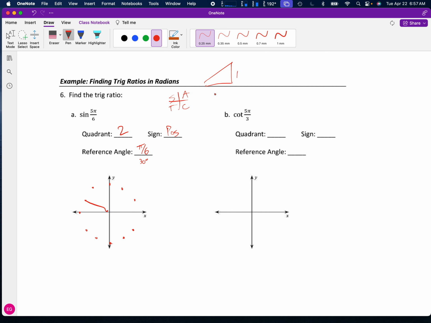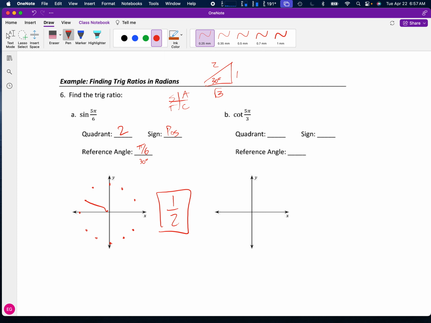Okay, so what I'm going to do is look at my reference triangle for 30, and I'm going to say, hey, sine of 30 would be 1/2, and it's positive if I'm in the second quadrant. So that means that sine of 5 pi over 6 is going to be a positive 1/2.